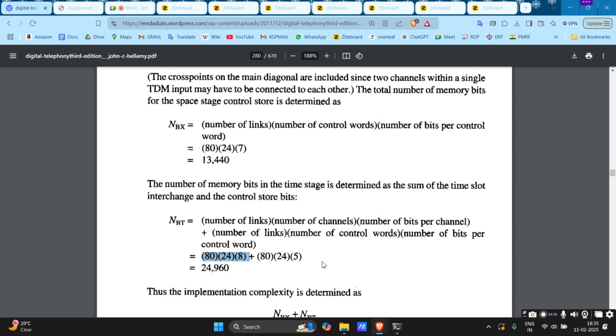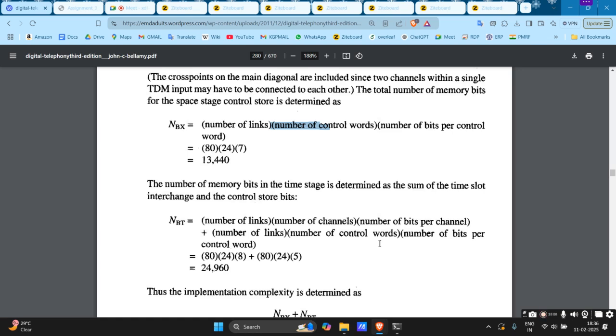And another part is the control storage. The control storage is 80 into 24 into 5. Now why is it 80 into 24 into 5? The number of links is 80 as usual. For the number of control words, just like in space division, in time division the number of control words that you need is simply equal to the number of channels. Since there are 24 channels, it will again be 24, and then the number of bits per control word.